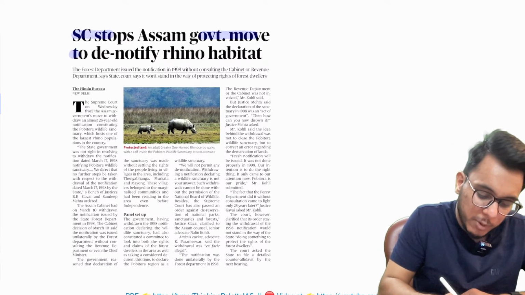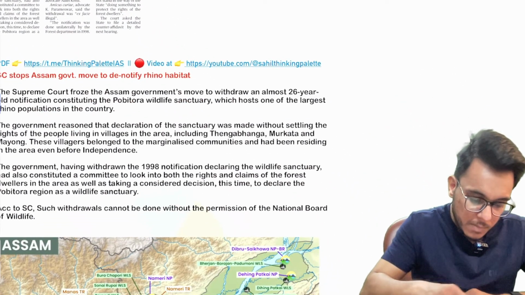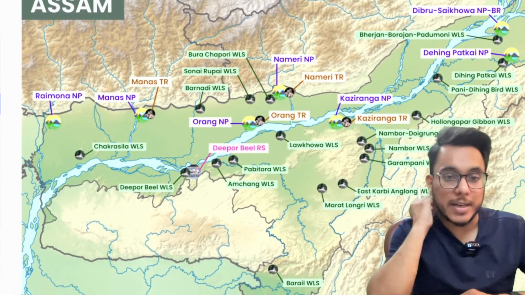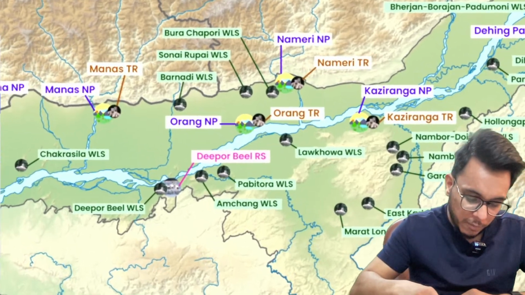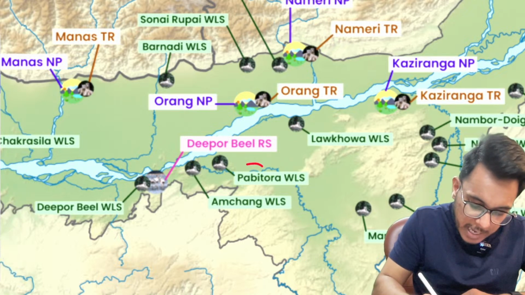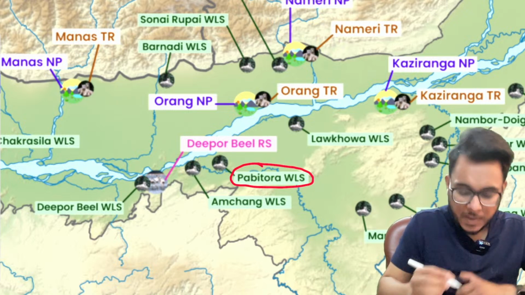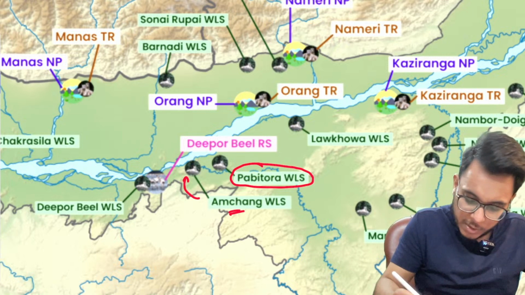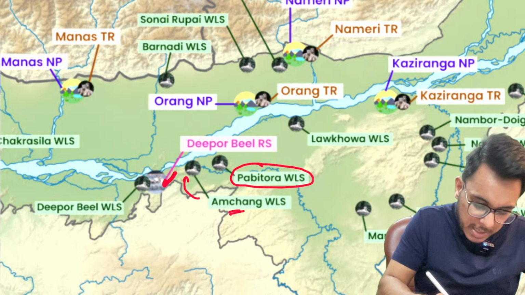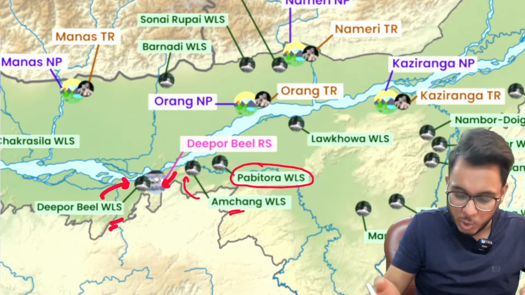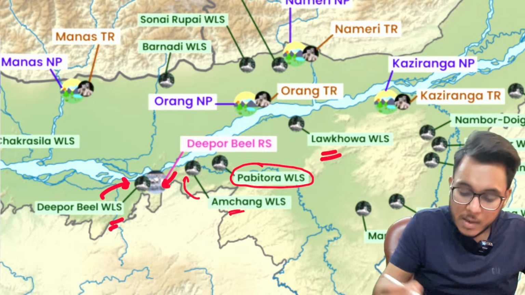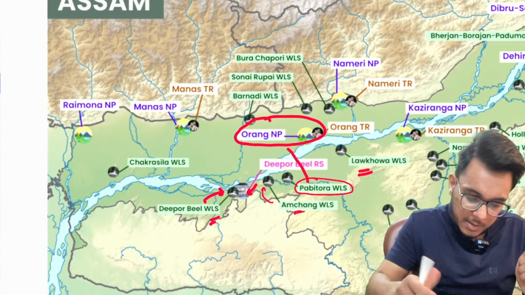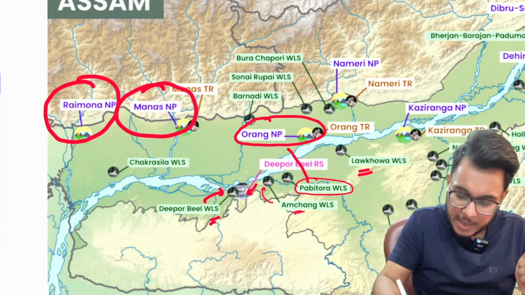Supreme Court stops Assam government move to denotify rhino habitat. Basically, first of all, let's focus on this particular map. Here we have the important protected areas and ecologically sensitive areas of Assam. Here we have the Pobitora Wildlife Sanctuary. A little bit on the western side, we have the Amchang Wildlife Sanctuary. A little further west, we have the Deoparbil Ramsar site and the Deoparbil Wildlife Sanctuary. Towards the eastern side, we have the Lakhova Wildlife Sanctuary. A little towards the northern side of Pobitora, we have the Orang National Park. Here we have the Ramona National Park, Manas National Park, and Kaziranga National Park.